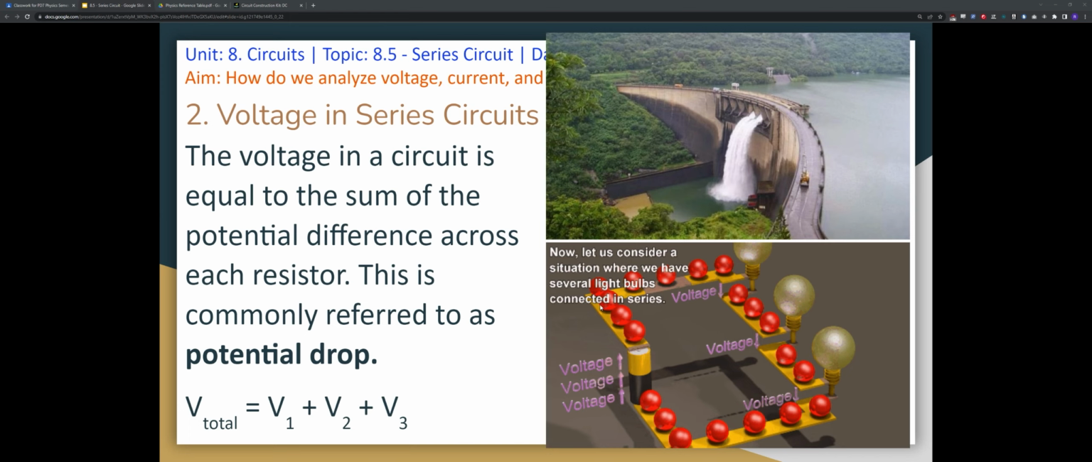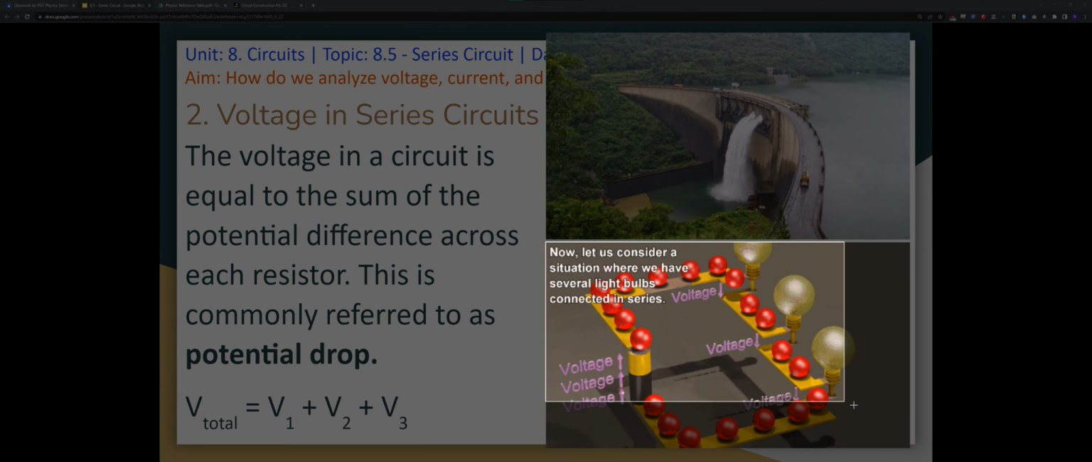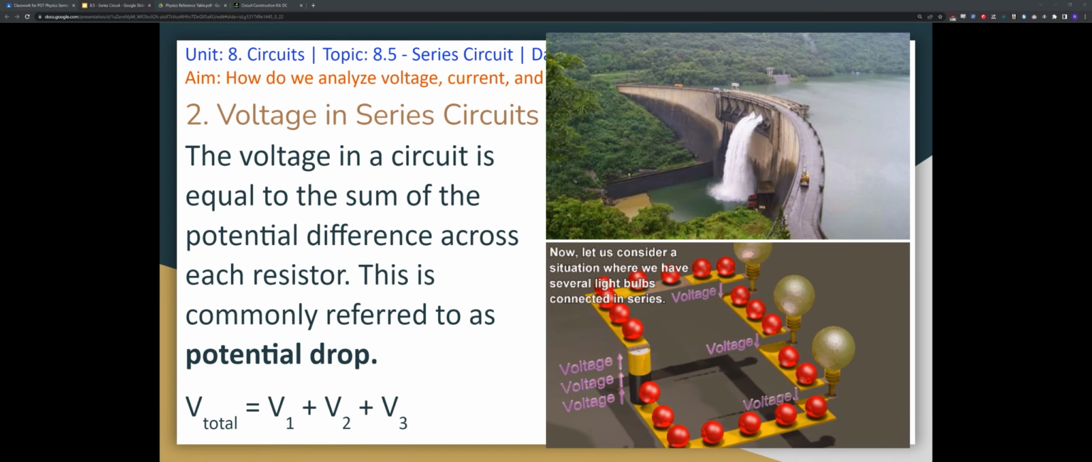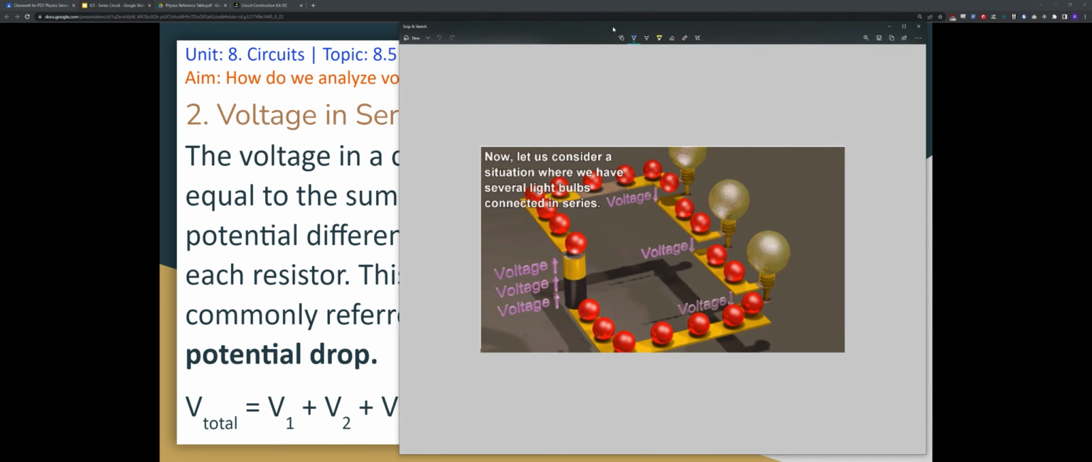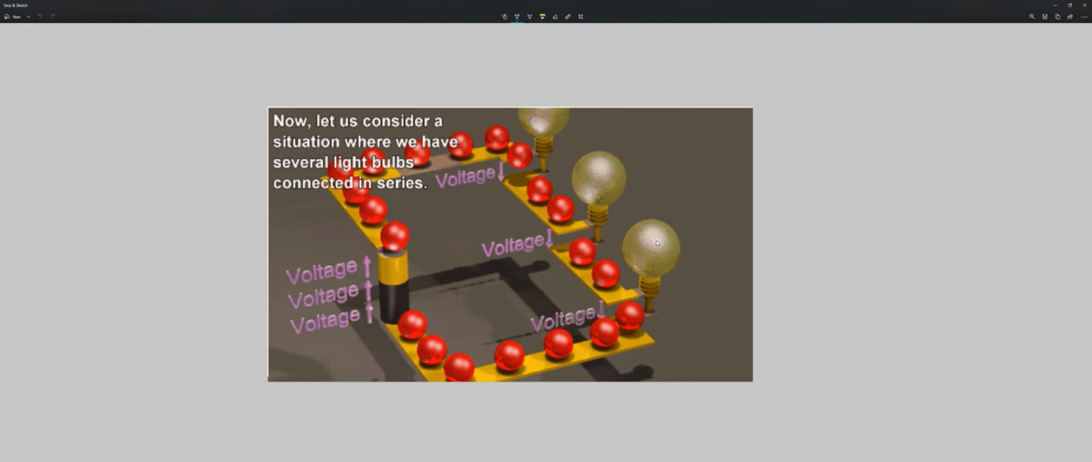And as these electrons are moving through the light bulb, they kind of drop. There's something called a potential drop, a drop in energy, because it took this amount of energy to move these electrons. And as you use that energy to move those electrons across the light bulb, your total remaining energy decreases.